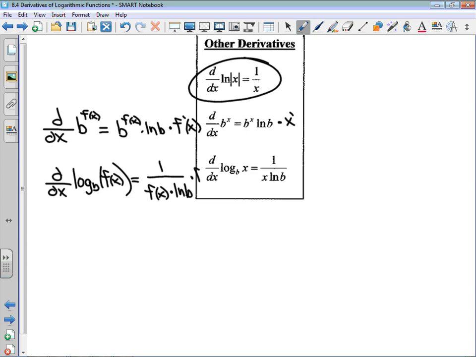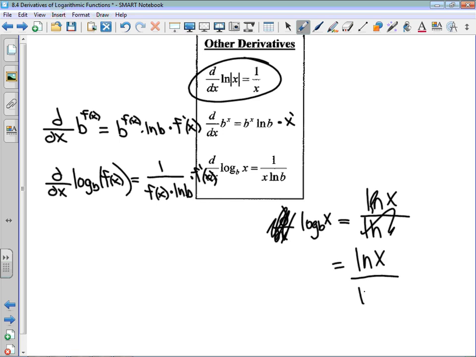These are on your formula sheet. One of the things you could do with this last one is change the base. The derivative of log base b of x, I could write as the natural log of x over the natural log of b, because I've just used my change of base, and then I could take the derivative normally. Nothing wrong with doing that.